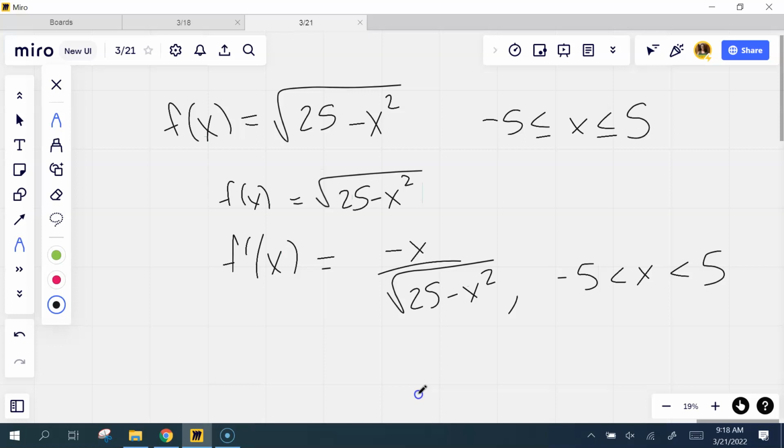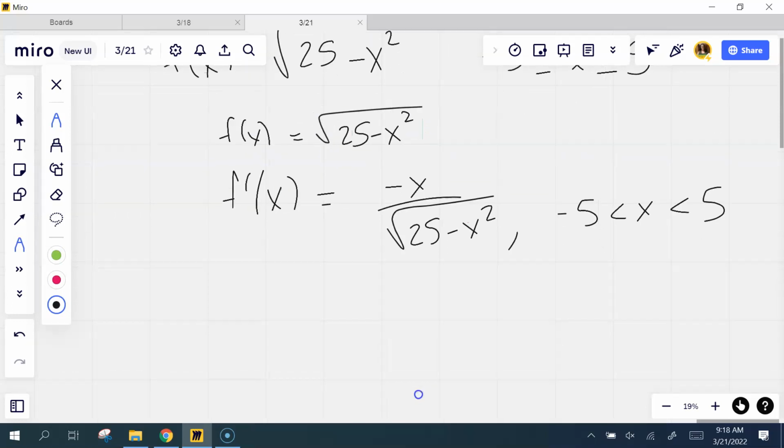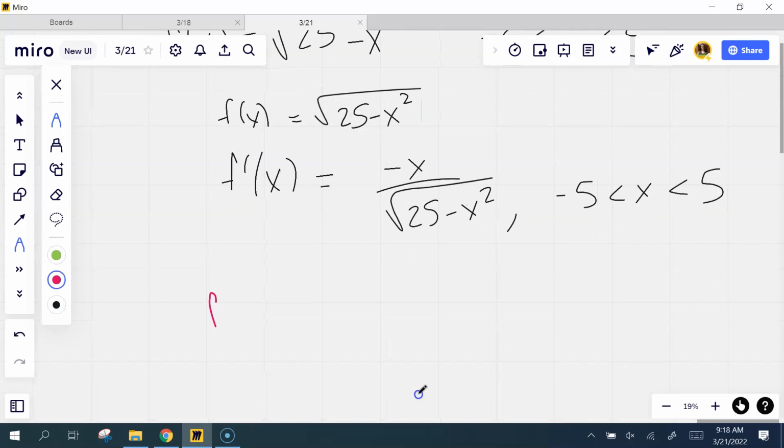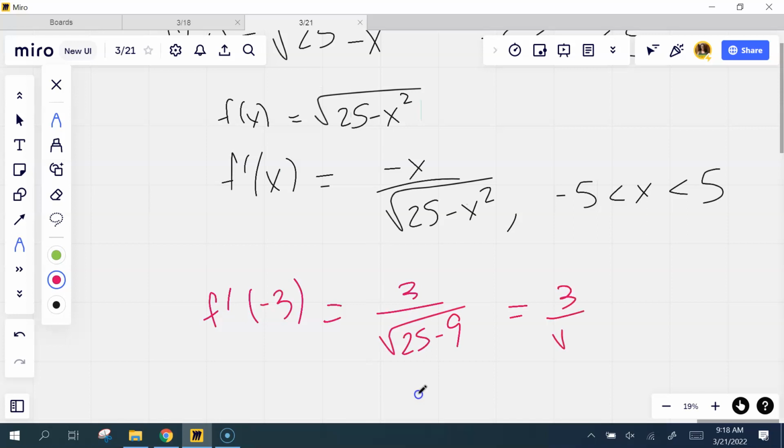All right, part B. Write an equation for the line tangent to the graph of f at -3. You thought this was hard? So, yes, you could do point slope. So, f prime of -3, if I plug that in, I get positive 3 over the square root of 25 minus 9, which is 3 over the square root of 16, which is 3 over 4, and that is my slope.